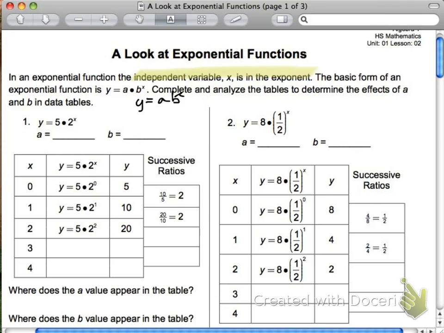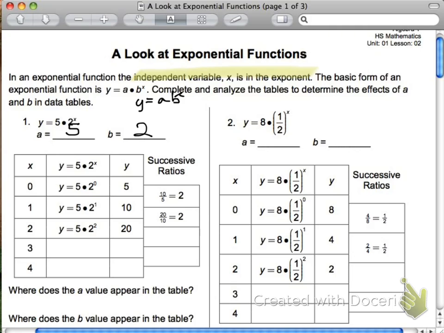So let's go ahead and jump right in and start looking at some tables. What is our a value right here? 5. Based on what we just learned, or what we can read up there, our a value is 5. What is our b value? 2. Let me explain a couple things for you real quick.